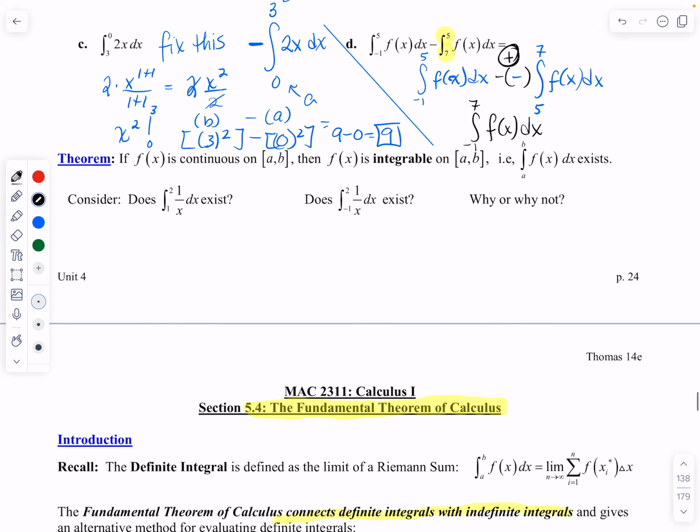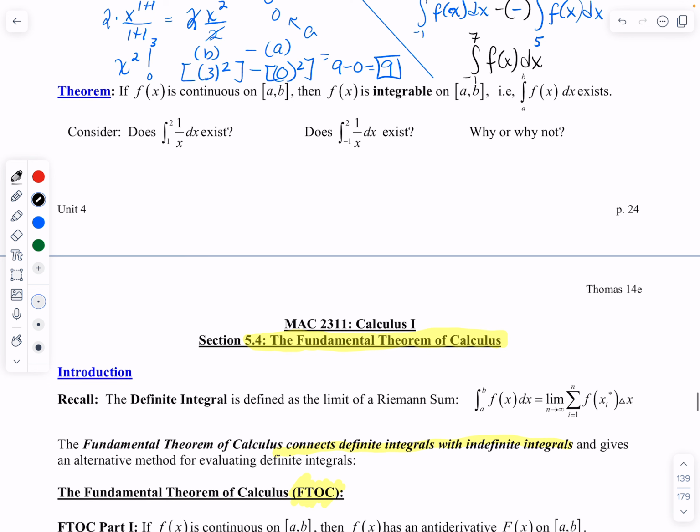Now let's look at the theorem. If f of x is continuous on the interval from a to b, then f of x is integrable, sorry, on a to b. I don't know why I keep doing that. This means that if it's continuous, then you definitely can take the integral from those values, upper limit b, lower limit a. It exists. How do I figure out if something exists or not? You have to look at the intervals.